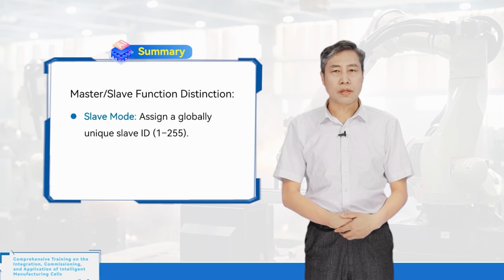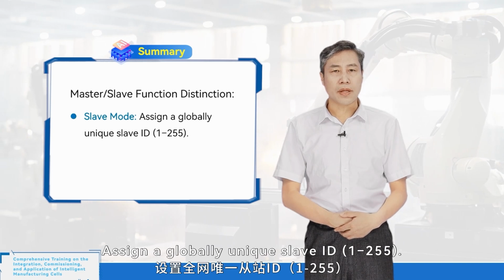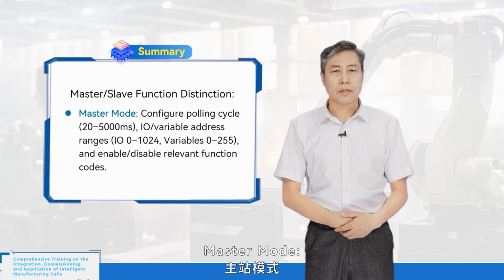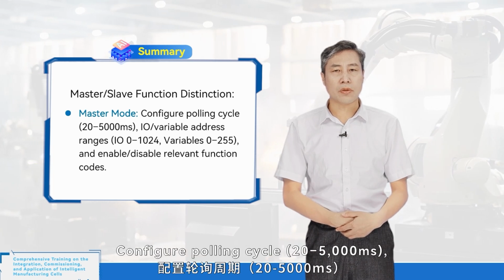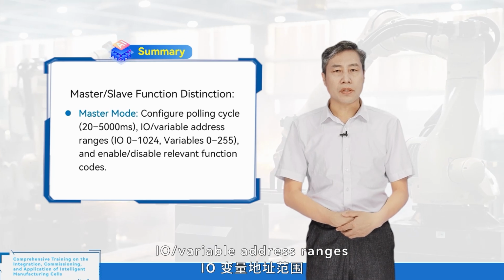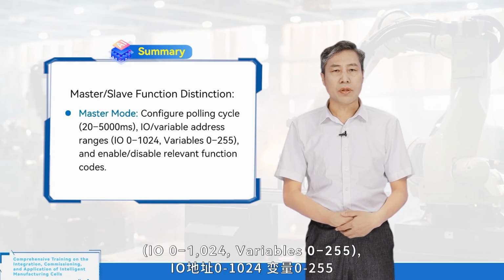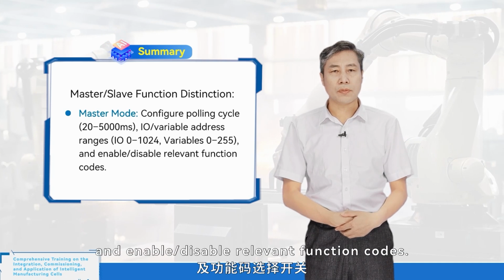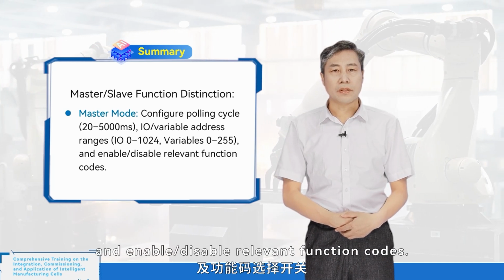4. Master-slave function distinction. Slave mode. Assign a globally unique slave ID, 1 to 255. Master mode. Configure polling cycle, 20 to 5000 milliseconds. I/O in variable address ranges, I/O 0 to 1024, variable 0 to 255, and enable or disable relevant function codes.